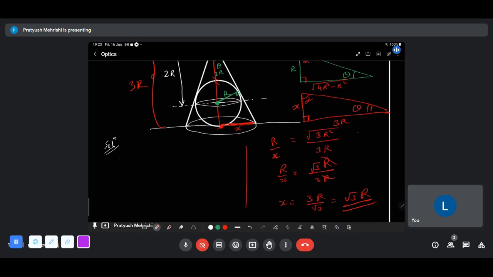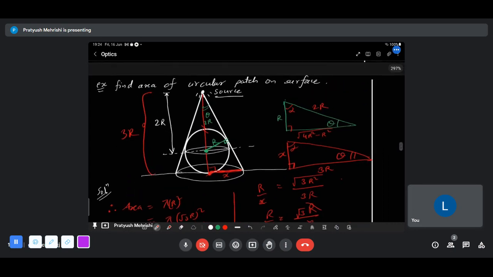Therefore, what will be the area? Area will be equal to pi r square. The radius here is root 3r. So, pi into root 3r whole square. The answer is 3 pi r square. Got it now? Yes, sir, got it, sir.